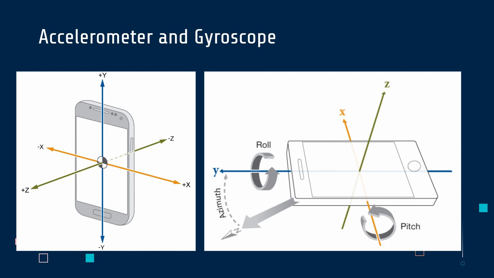It's defined in three kinds of rotations: the roll rotation, which is rotation along the y-axis; the azimuth, which is rotation along the z-axis; and the pitch rotation, which rotates based on the x-axis. Okay, so by combining both sensors to measure your phone's position in the real world, you can create a lot of interesting applications.